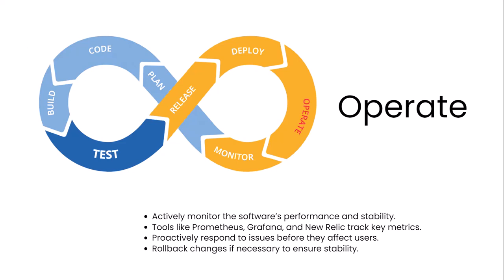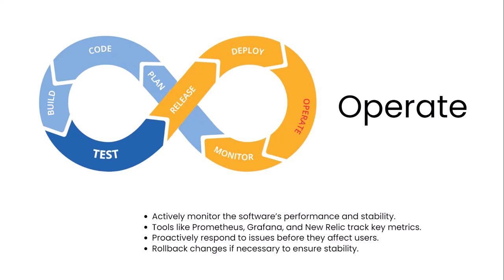This phase is all about being proactive, responding to potential issues before they affect users. By continuously monitoring the software, you can spot problems early, diagnose them quickly, and roll out fixes fast. If necessary, teams can roll back changes and revert to a previous stable version to ensure minimal disruption.